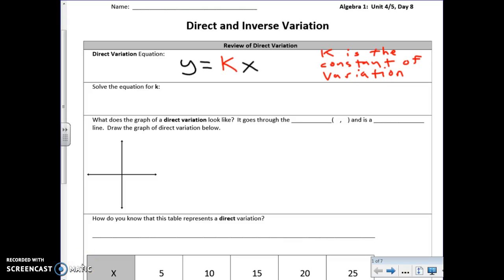Okay, sixth period, Algebra 1. This is direct and inverse variation, continued. We looked at this last class, but it's a good review of what we learned.